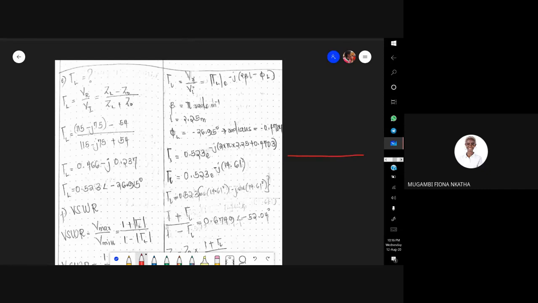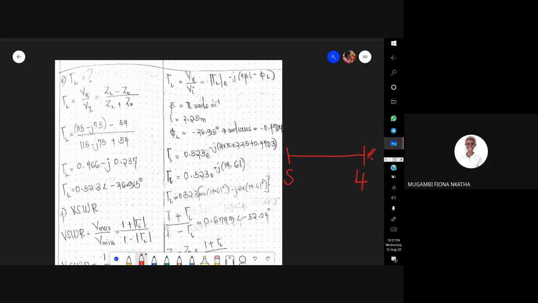Let's say it is like this. So this is the source, and this is where the load is. This is such a wrong letter for this, but just take this as the load. This is where the load is, and this is the source.